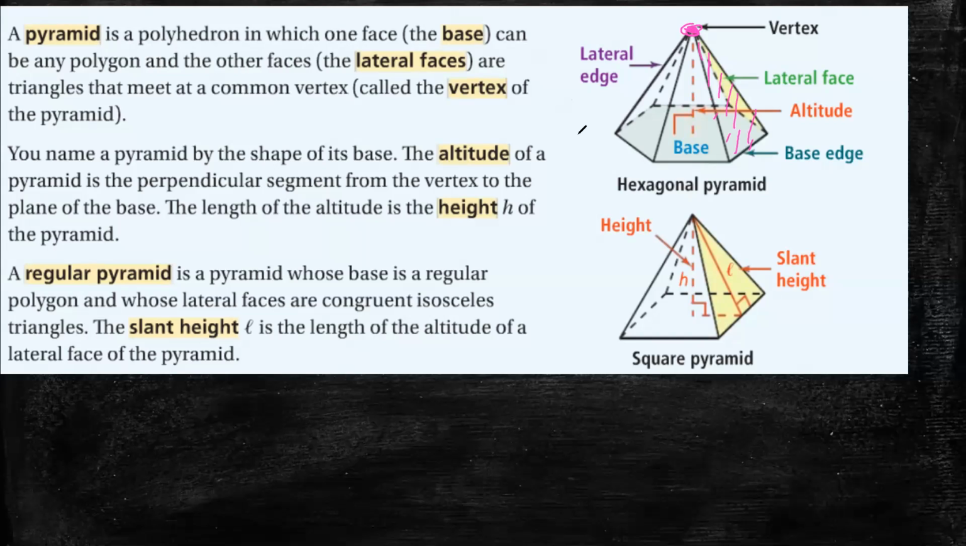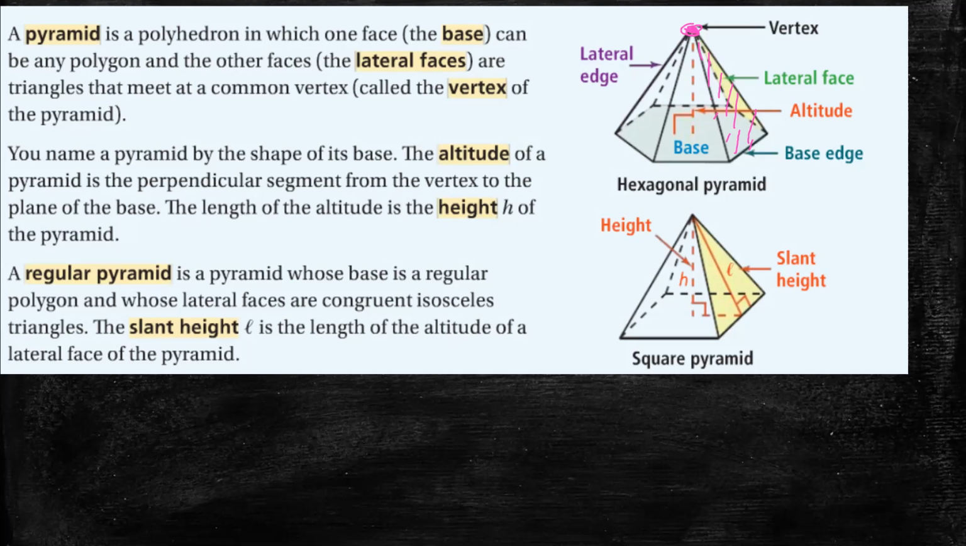So we have a base, only one base. At each side of this base, there's a triangle. All of these triangles make the lateral faces. All of these lateral faces, all of these triangles, meet at one point. We call it the vertex.